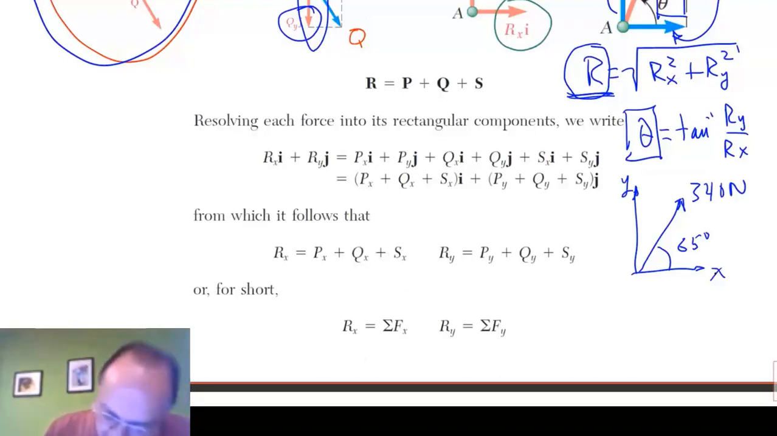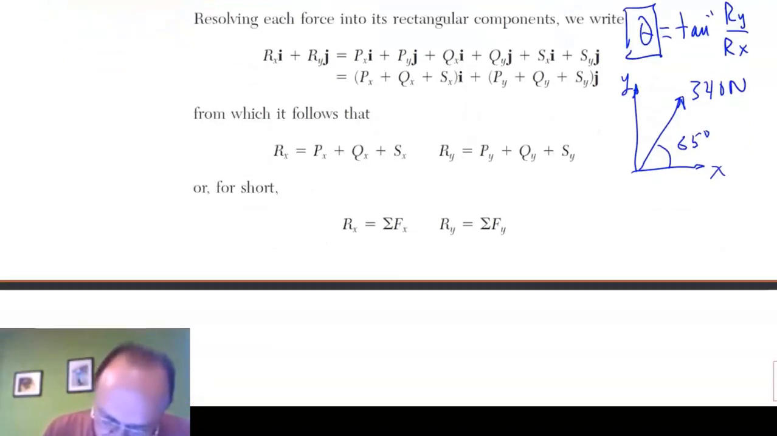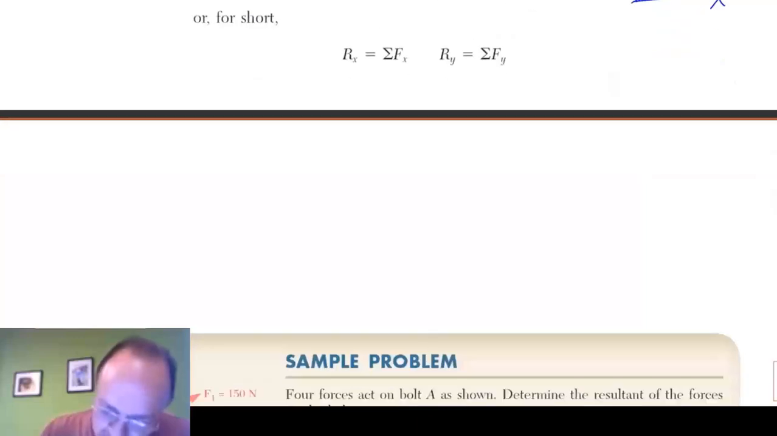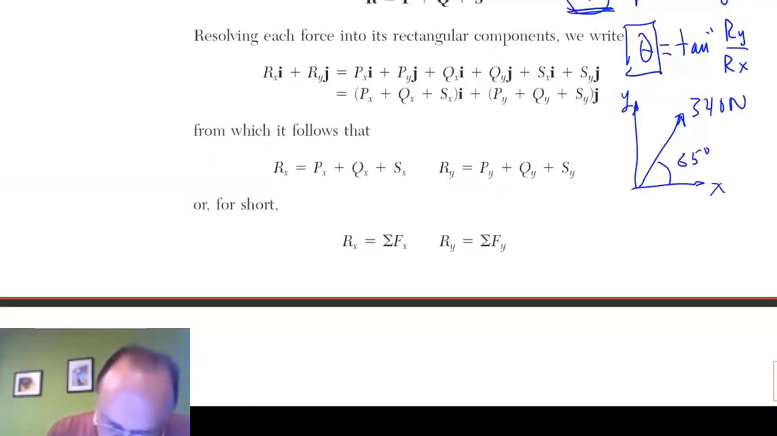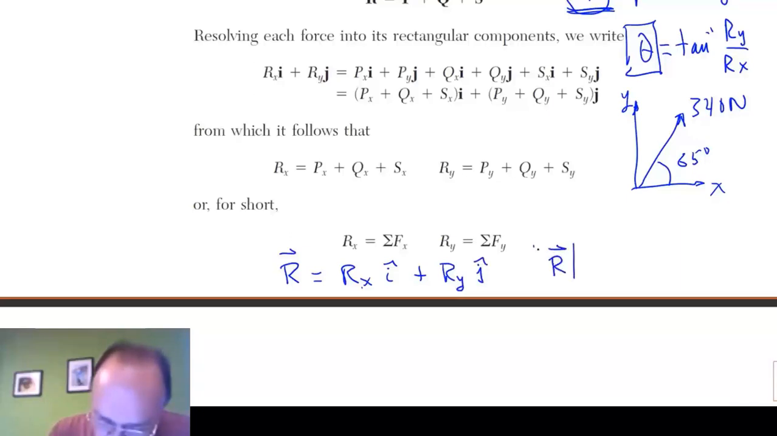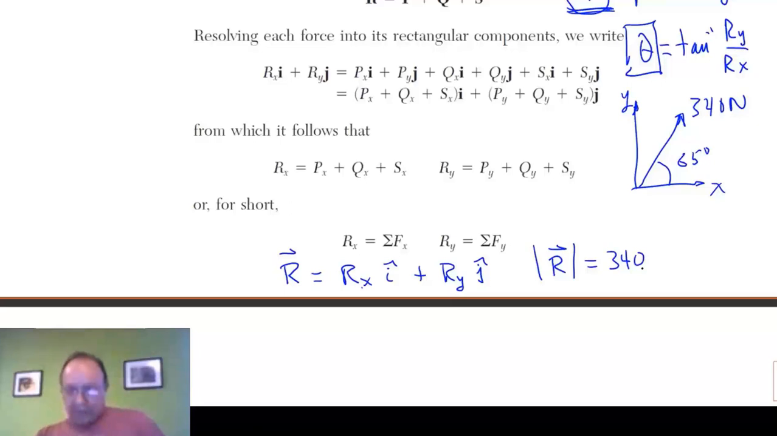Or you can show, let's see if they have it here. I don't see it like this. So you can do, the resultant is Rx i plus Ry j. And it will be useful if you put here the total magnitude, let's say 340, right? That will be nice.